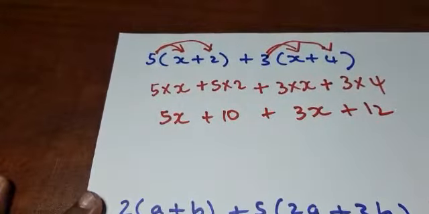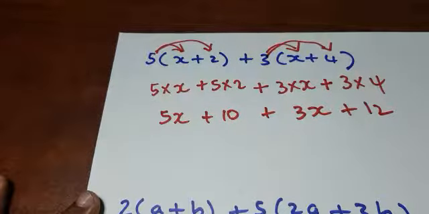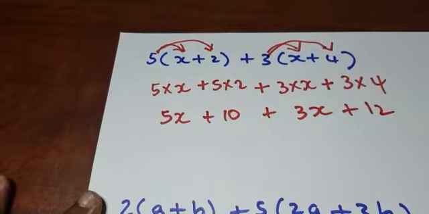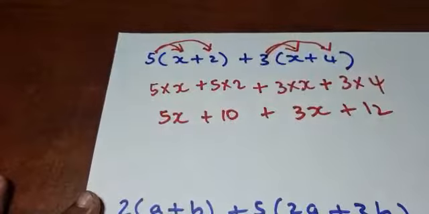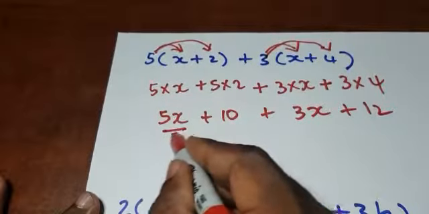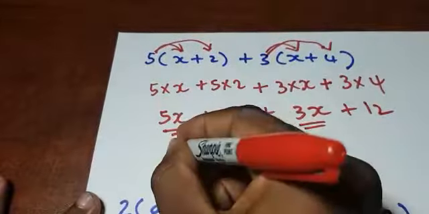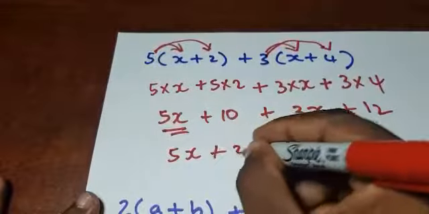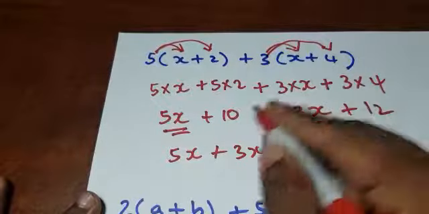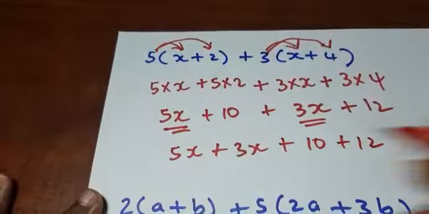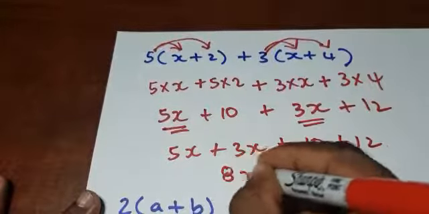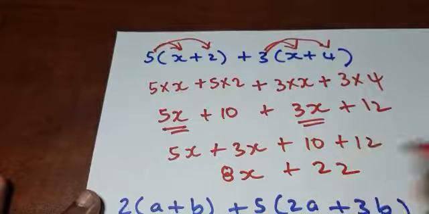Now, we have to group and simplify, right? So we're trying to simplify, so we group them first and see how we can proceed. So we have 5x plus 3x, and then put the numbers together, 10 plus 12. So this gives us 8x plus 22, and we're finished here.